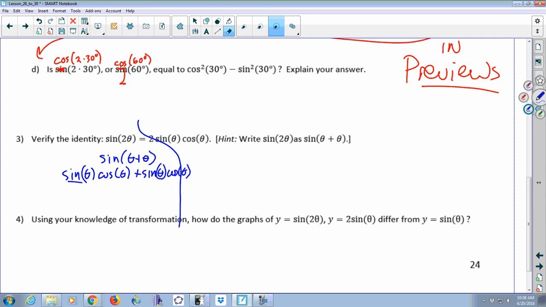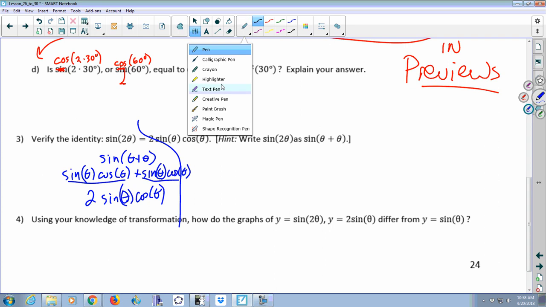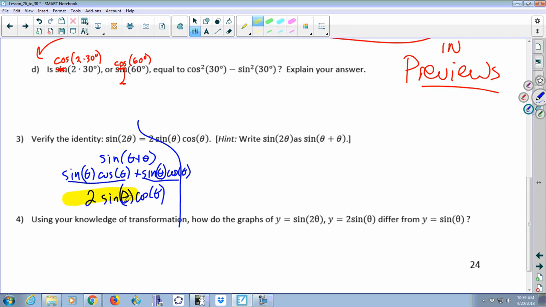So what do you have? These are like terms. You got one sine of theta cosine theta and another one. So you got 2 sine theta cosine theta. So thus it is proven, right? That's how you show it. So that's our first double angle formula right there. You'll be using that throughout today. So there's one of them.